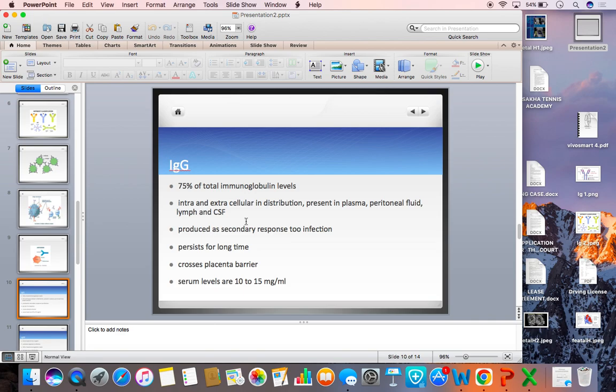It is produced as a secondary response to infection, so it persists for a long time. It crosses the placental barrier from mother to infant. So IgG is the immunoglobulin produced as a secondary response to infection.